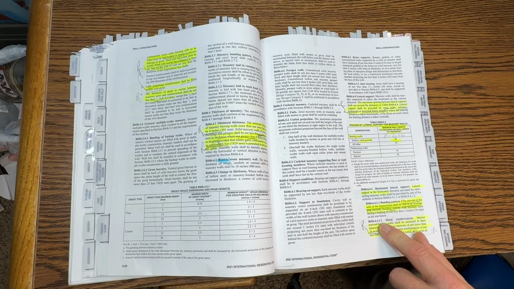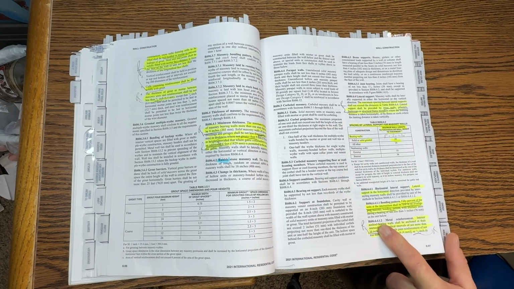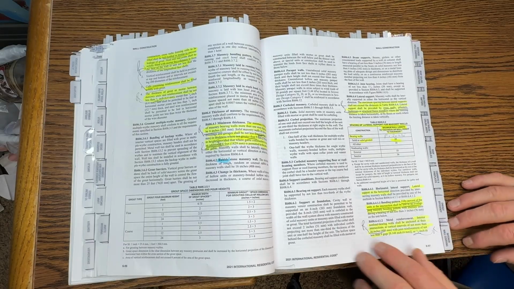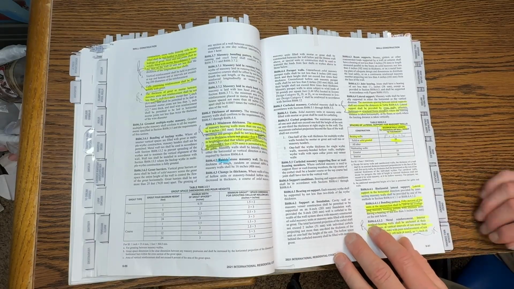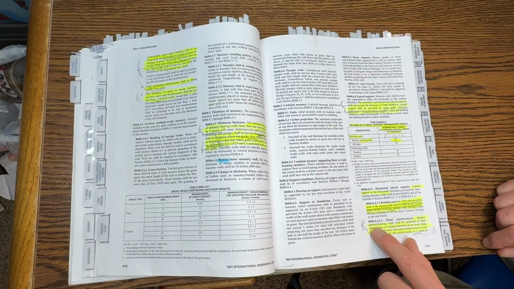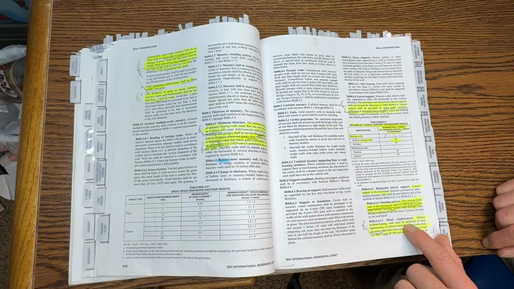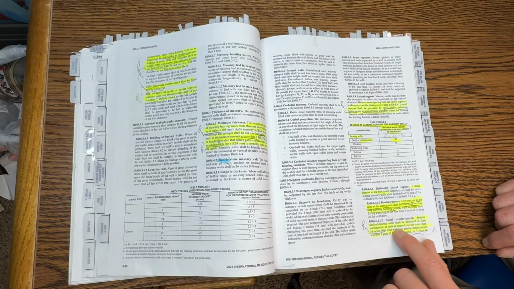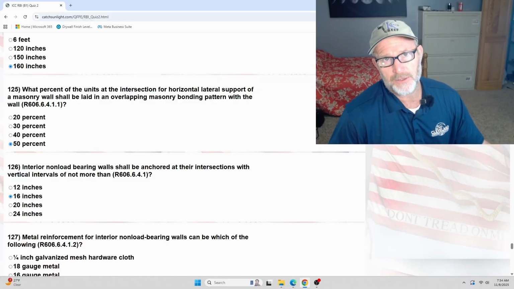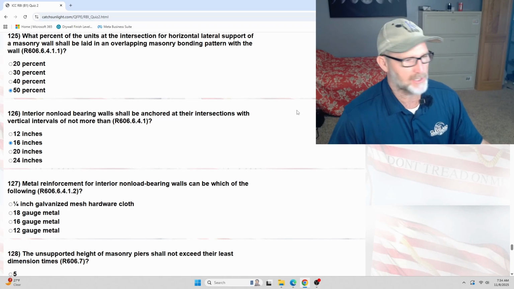So, look, I want to be clear, this isn't perfect. I've said that before. I made a mistake in the reference. But just look at the vicinity. It's going to be there. Be a simple typo. You'll figure it out. So let's look at 606.6.4.1. It should be 2. Interior non-load bearing walls shall be anchored at their intersections at vertical intervals of not more than 16 inches. Now, 16 inches comes up a lot. You'll see that all over the place dealing with masonry-related work. If you're in doubt, choose 16 inches. Usually, you're going to be safe.